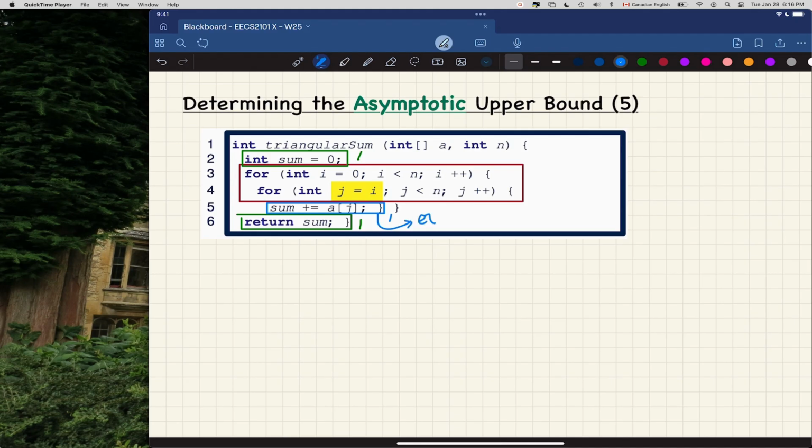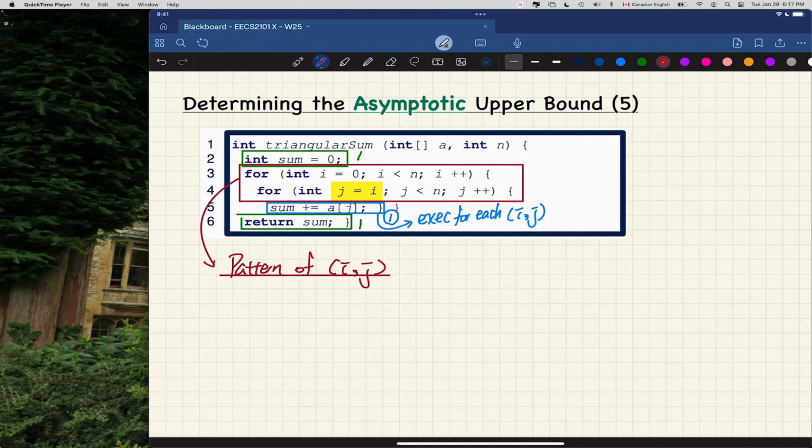This will take a constant number of operations for each execution, for each execution of i and j, right? That's important to know. So now we've got to figure out exactly how many combinations there are for i and j, right? That's something we've got to figure out. Let's now try to observe the pattern of i and j.